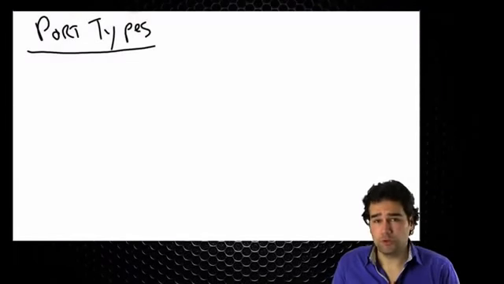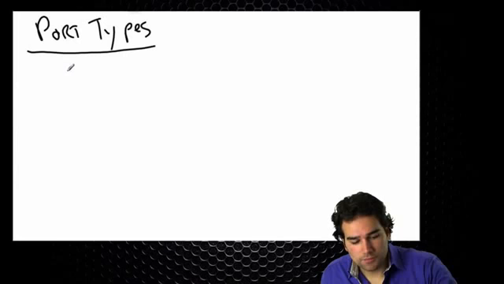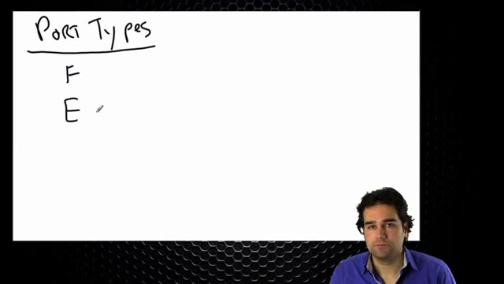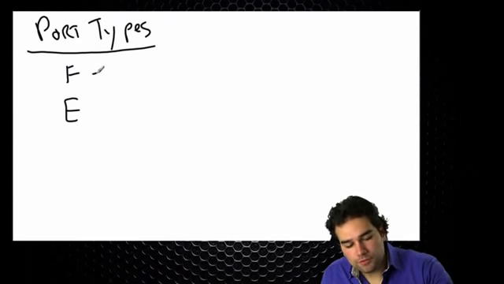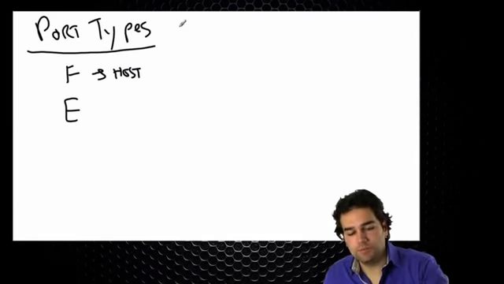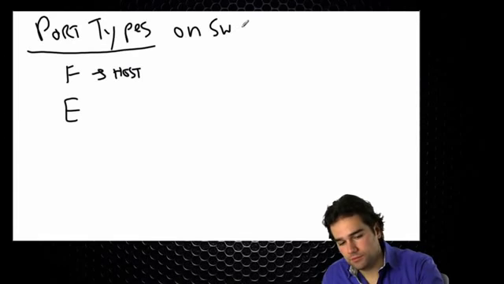The two most important port types are fabric ports and extension ports. So F and E ports. An F port always connects to a host. So this is seen from a switch. So this is port types on a switch.